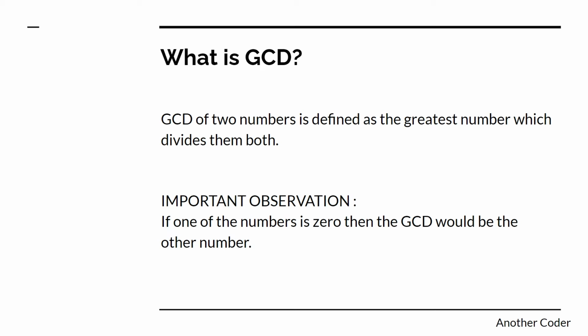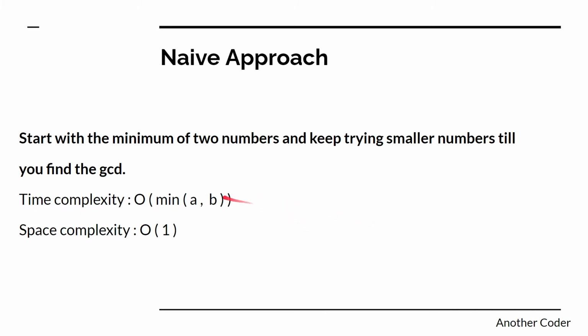Now, there's one very important observation here that we need to make, and that is if one of the numbers is 0, then the GCD of those two numbers would be the other number itself. Like for example, if I am calculating the GCD of 5 and 0, the GCD would be 5. And if I take any number a comma 0, the GCD of both of these two numbers would be equal to a. So this is one important observation that we are going to use in further explaining how the Euclidean algorithm works, right? So we'll talk about the naive or the very basic approach or the brute force approach first.